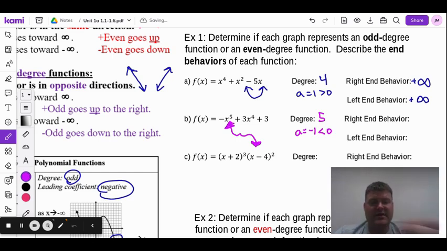Okay, so what's the right end behavior? It is negative infinity. You can just tell from my picture right there. Left-hand behavior should be opposite of the right-hand behavior because we're odd, and that's going to be positive infinity.